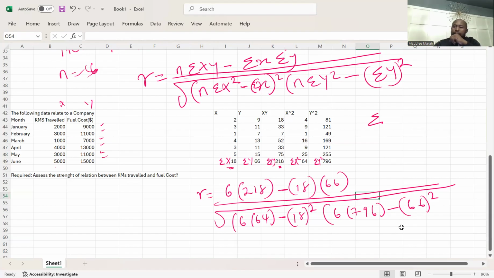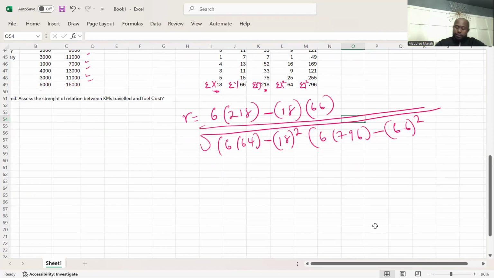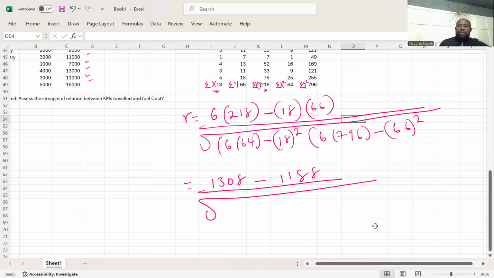Any trouble? Okay. Then we proceed. We move on. 6 multiplied by 218. Calculator. 6 multiplied by 218 will give me 1308. 1308 minus 18 multiplied by 66 gives me 1188. Divide. Okay, 6 multiplied by 64 gives me 384. 384 minus 18 square. 18 square will give me 324. Okay, this closes.